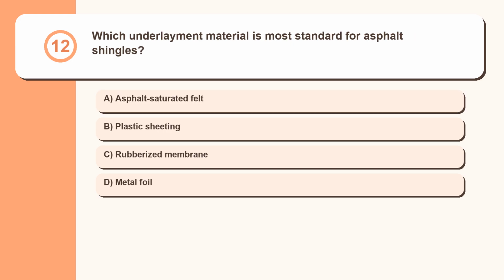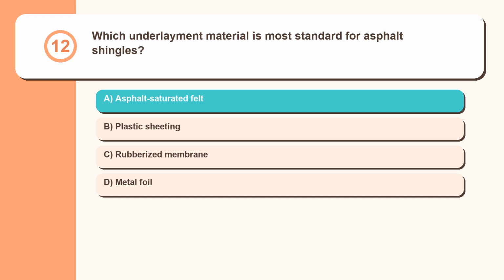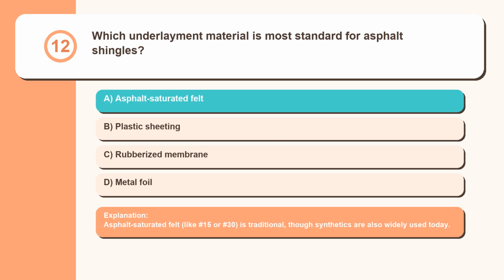Question 12. Which underlayment material is most standard for asphalt shingles? Asphalt saturated felt, plastic sheeting, rubberized membrane, metal foil. Asphalt saturated felt, like number 15 or number 30, is traditional, though synthetics are also widely used today.